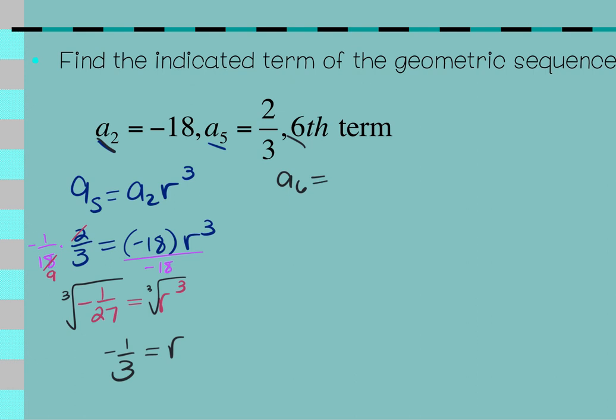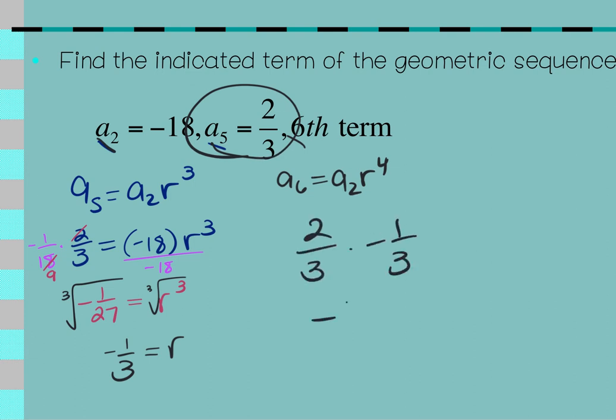Wait, A2 times R to the 4th, or if I have the term before the one I want, what could I do? Just multiply it. Still with me? Yeah?